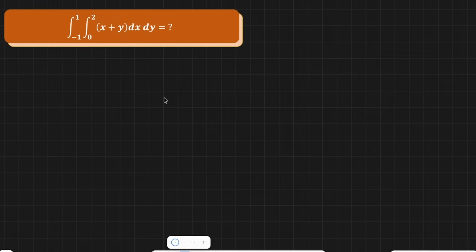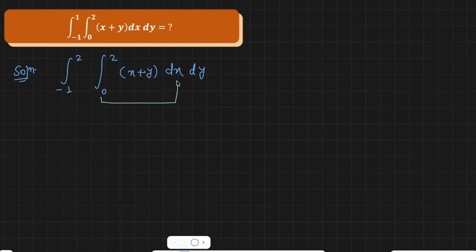Now to the problem. This is your problem, how to solve it. It is a very basic problem, so we'll start the solution. It is given like this: -1 to 2 and 0 to 2, x plus y, dx dy. Here this is the limit of x, because first I am integrating with respect to x. The internal limit will be for x, and this is the limit of y. So first you integrate with respect to this, then you integrate with respect to this. This is one of the concepts. Now how to proceed?